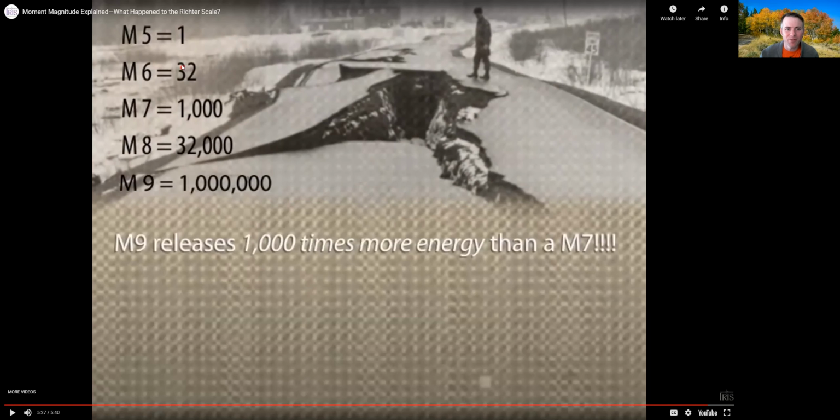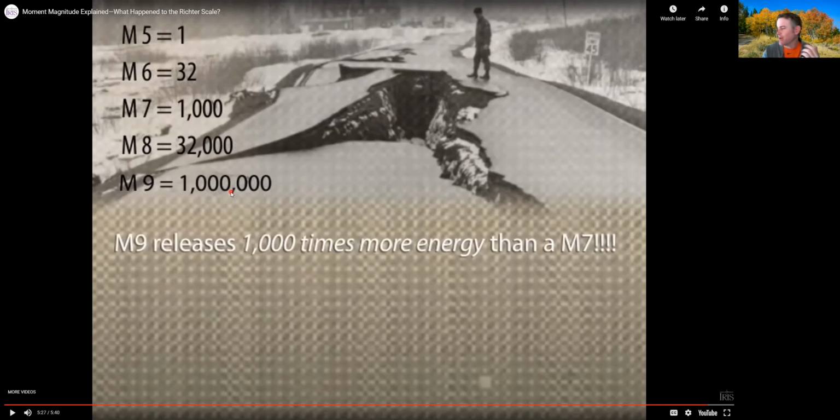So notice every time we're moving up, we're multiplying each thing by 32, right? Compared to the original magnitude 5, a 6 is 32 times greater than that. A 7 is 1,000 times greater than a 5. An 8, if you do 32 times 32 times 32, gives you about 32,000 times greater. And then a 9 is 1,000,000 times greater than a magnitude 5. So really what that means is you would have to have 1 million magnitude 5 earthquakes to release the same amount of energy as 1 magnitude 9 earthquake.